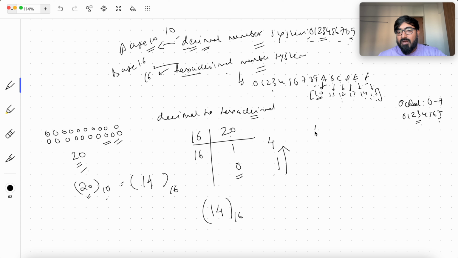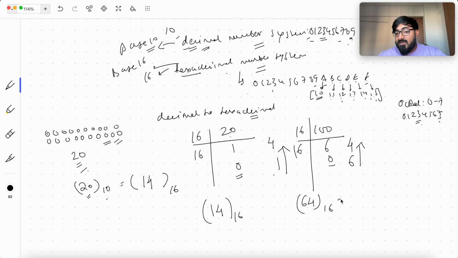Let us do another one very quickly. I have 100. I need to divide it by 16 as long as it does not go 0. 16 6s are 96, remainder is 4. 16 0s are 0, remainder is 6. We reach 0, we stop. We append these remainders. 6 4 in base 16 is equal to 100 in base 10.